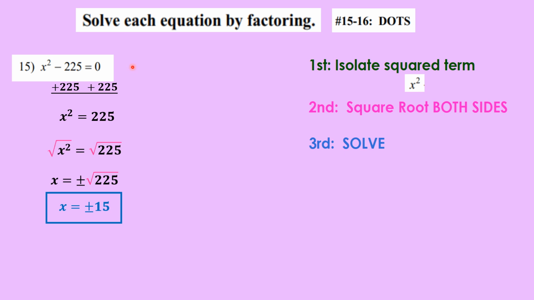And I misstated earlier in this one, the x squared was not already isolated. We had to add 225 to both sides of the equation first. I missed that step.